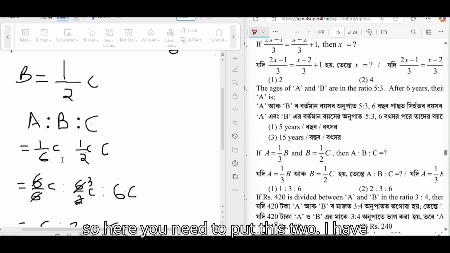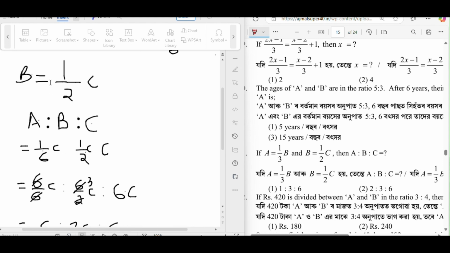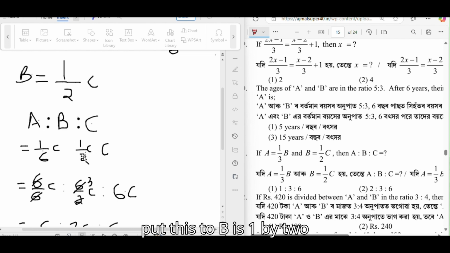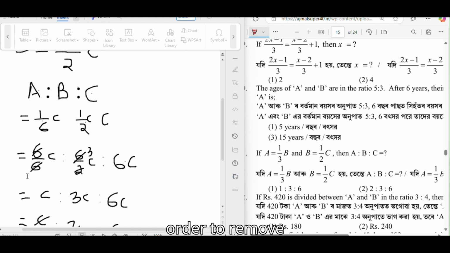Here you need to put 'is to'; I have not put it, but it's understood. B is 1 by 2C, then is to, then C. In order to remove the denominator, we will multiply all the fractions or all the numbers given by 6.